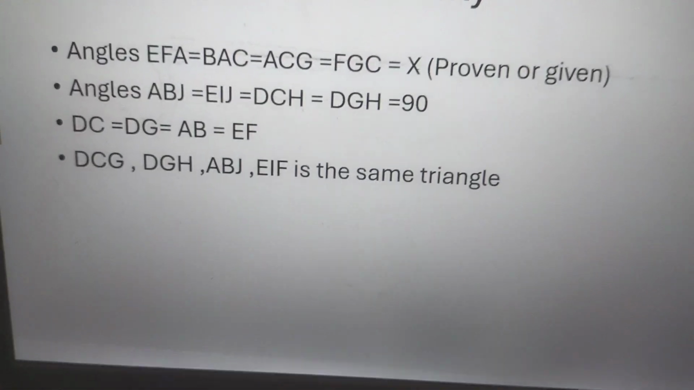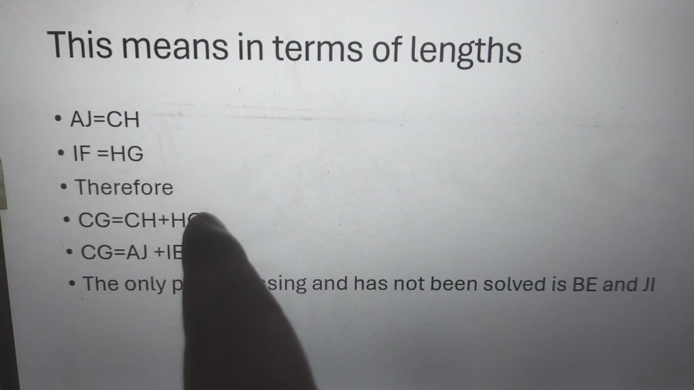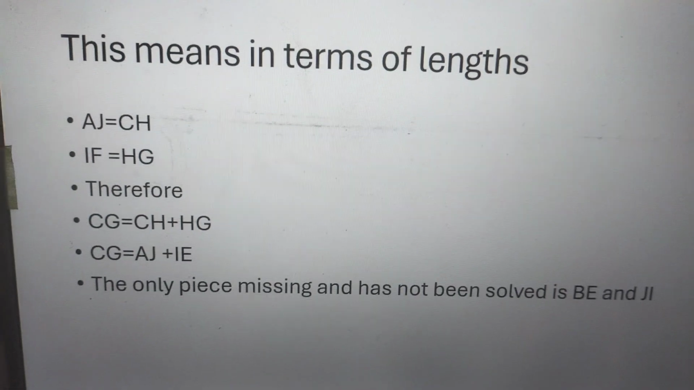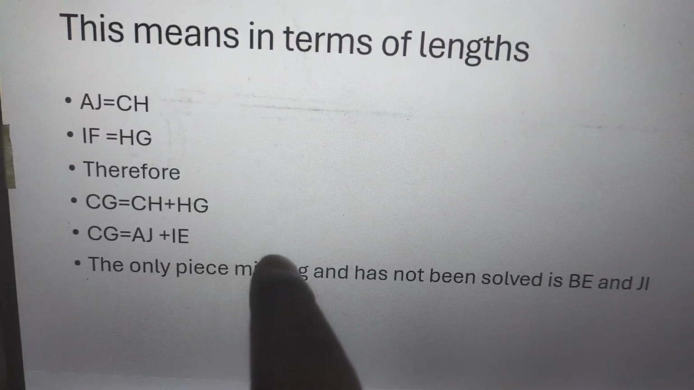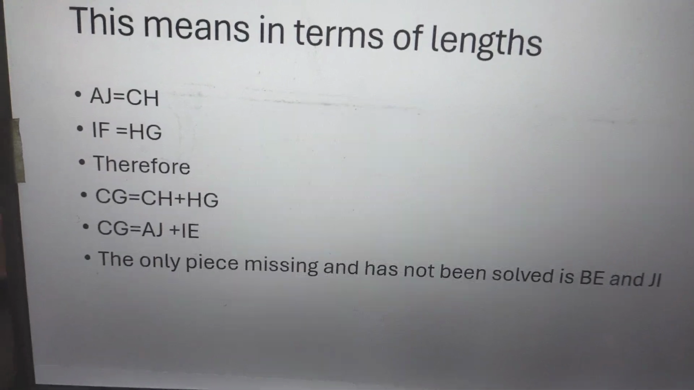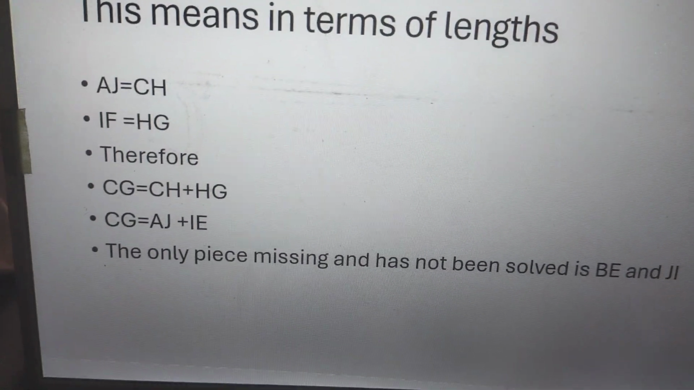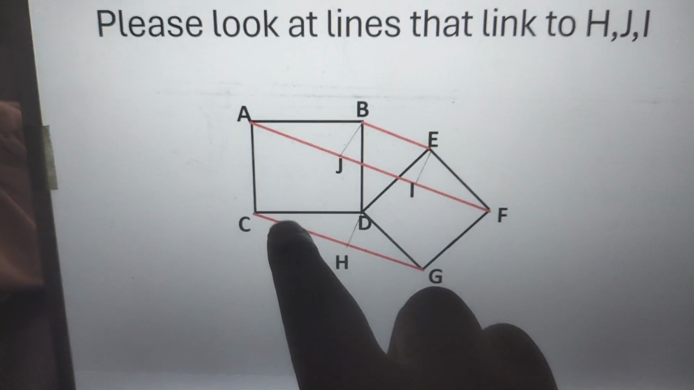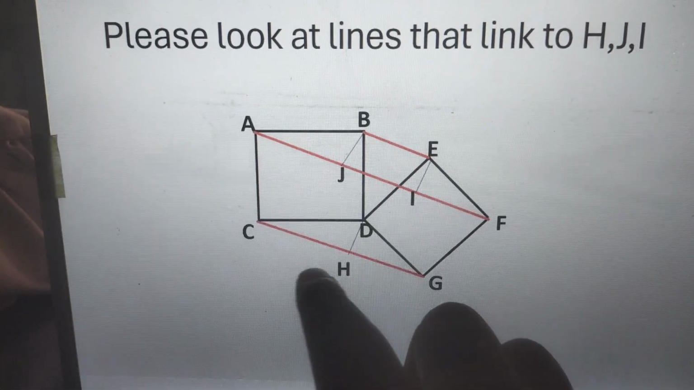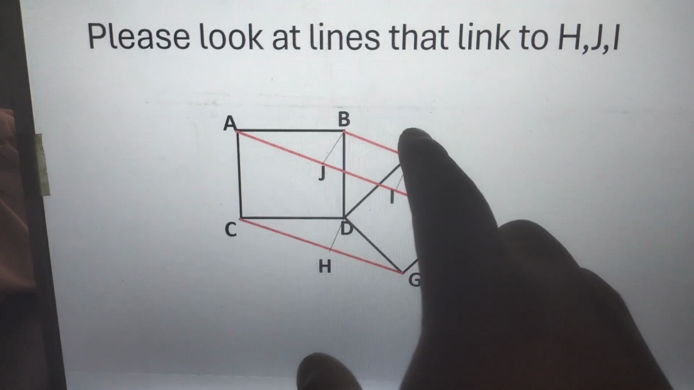We then get that these are the same triangle. Therefore, in terms of length, these are the lengths that we have. AJ equals CH, IF equals HG. Then we can use some maths saying CG equals CH plus HG, meaning CG equals AJ plus IF. Practically, this is saying this line equals this line and this line equals this line. So we found this portion. So we need JI and BE.